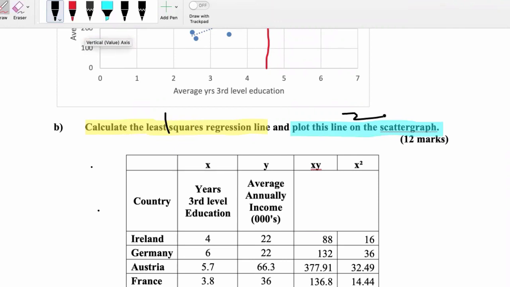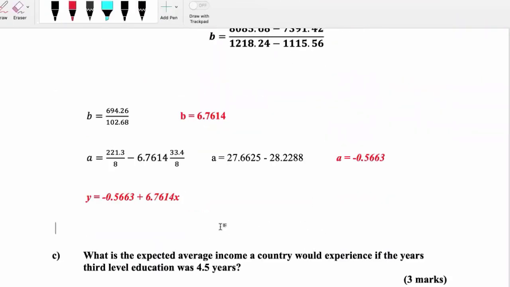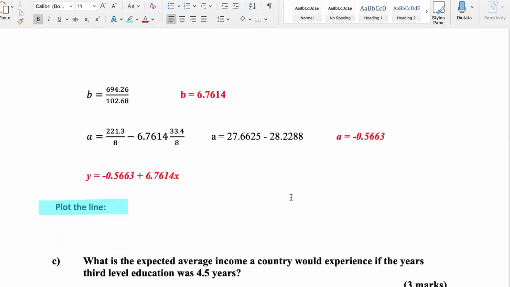So you will always be asked to plot the line on the scatter graph, okay? It'll always feature in it. So to plot the line on the scatter graph, I don't have it on my solution, so it's a good way of actually going through it now. So plot the line. Any suggestions on how we can plot the line? Anyone recall? Here's how we plot the line.